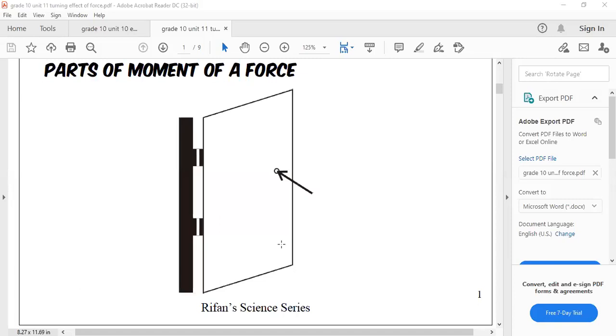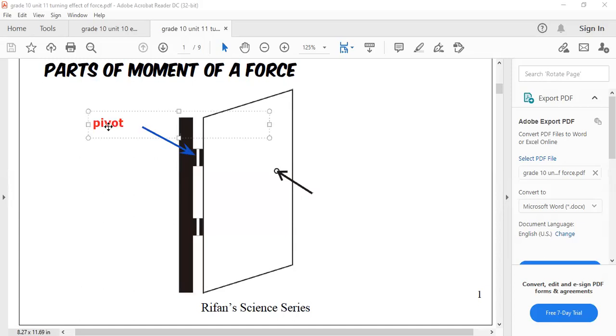Here, to explain you the science behind the moment, I have selected this particular diagram. This is a door fixed to a wall. I have drawn this wall, a door fixed to a wall. Now, let's come to these one by one. Very first thing, what is this? Pivot. That is the pivot. Clear?